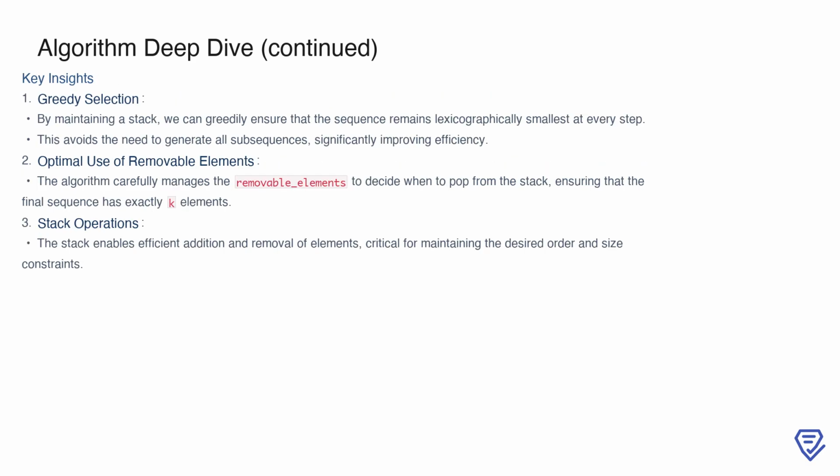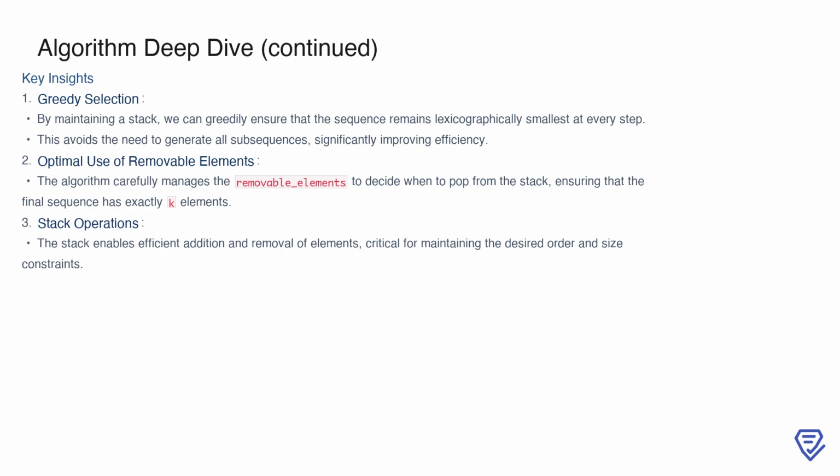There are several key insights that make this optimized approach both effective and efficient. First, the greedy selection process ensures that we maintain the lexicographically smallest sequence at every step. By carefully choosing when to pop elements from the stack, we can avoid the need to generate all possible subsequences. Second, the management of the removable elements variable is crucial. This variable allows us to make informed decisions about when popping from the stack is permissible, ensuring that we always end up with exactly k elements.